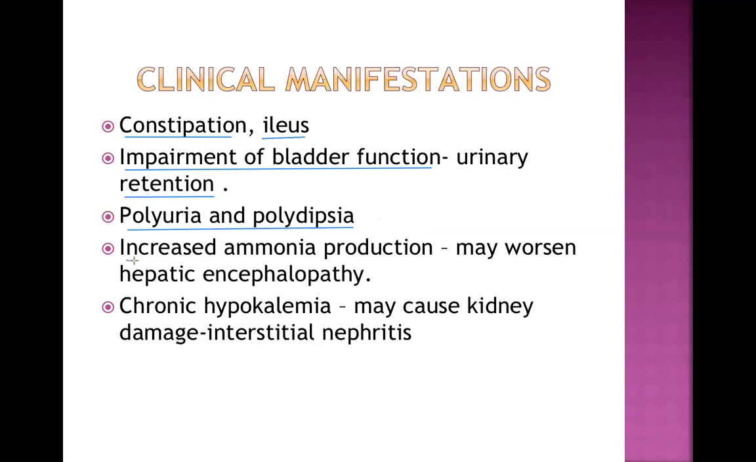On the other hand, there is an increased ammonia production, which may worsen hepatic encephalopathy. That's why in a hypokalemic situation, the more signs and symptoms of hepatic encephalopathy will be there. That's why we do not give diuretics in case of hepatic encephalopathy, or in chronic liver disease or cirrhotic patients, because more ammonia will be formed, and that ammonia will easily cross the blood-brain barrier, resulting in hepatic encephalopathy. So chronic hypokalemia itself can damage the kidney. We already talked about that.